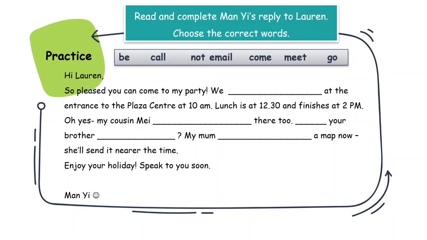Now let's check your answer together. I will read the paragraph here for you. "Hi Lauren, so please you can come to my party. We are going to meet at the entrance to the Plaza Center at 10 a.m. Lunch is at 12:30 and finishes at 2 p.m. Oh yes, my cousin May is going to be there too. Next, is your brother going to come? My mom is not going to email a map now. She'll send it nearer the time. Enjoy your holiday. Speak to you soon, Mandy."